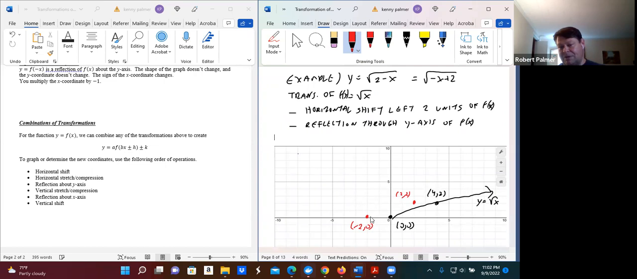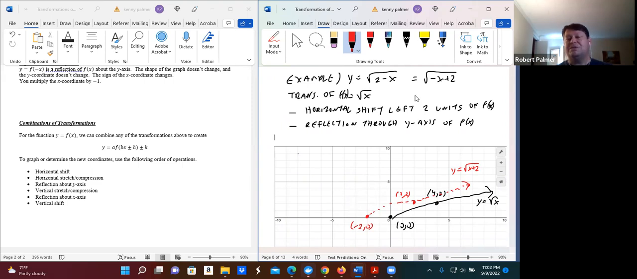Now, once again, I'm going to draw this as a dotted line. This is going to be an intermediate graph. This is not actually our final graph. This, then, is y equals the square root of x plus 2. Now, let's do our last part then. So now we want to do a reflection about the y-axis.